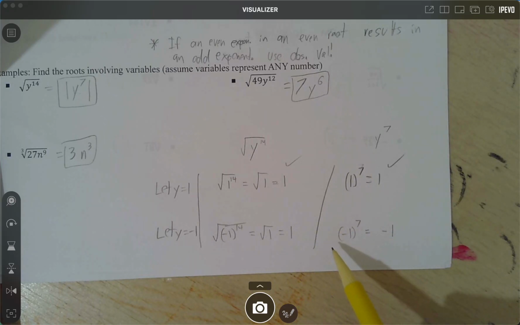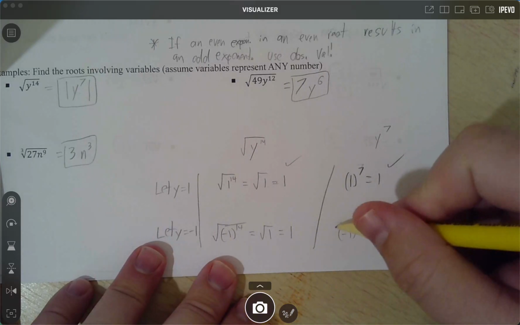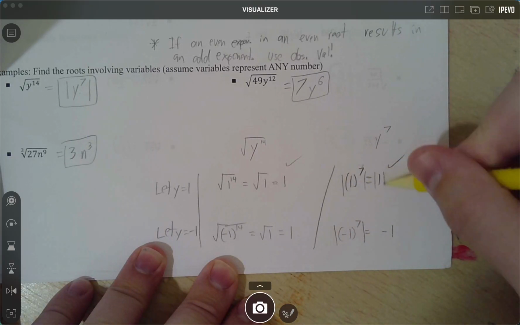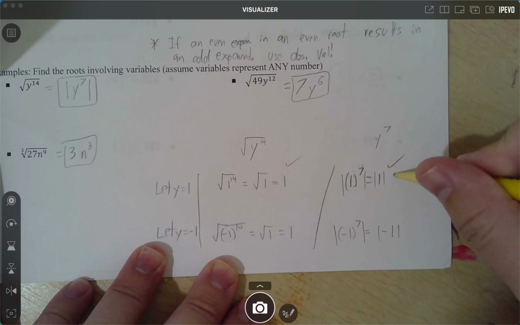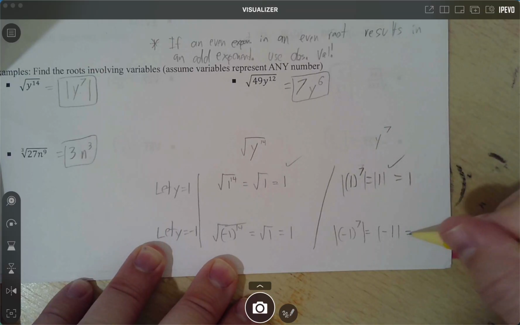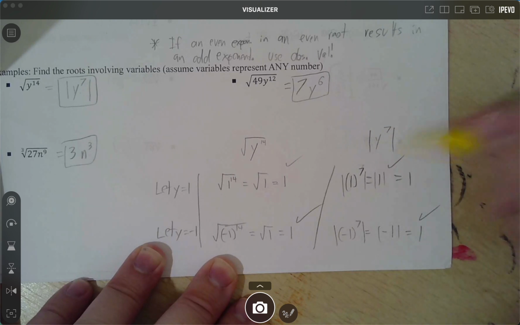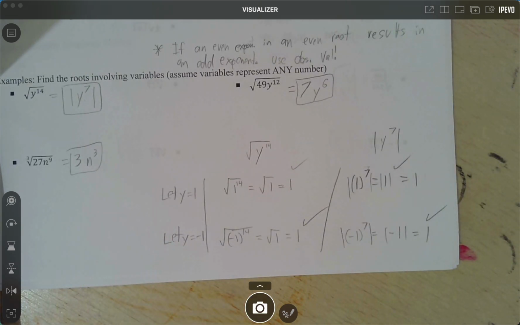And that's why we need the absolute values, because as long as I wrap this in absolute values, take a look at this, now that's still 1, and now this becomes 1, and now I get my match. So that's why the absolute values are necessary. Otherwise, this original and result won't agree in all cases when you hit your negative numbers.